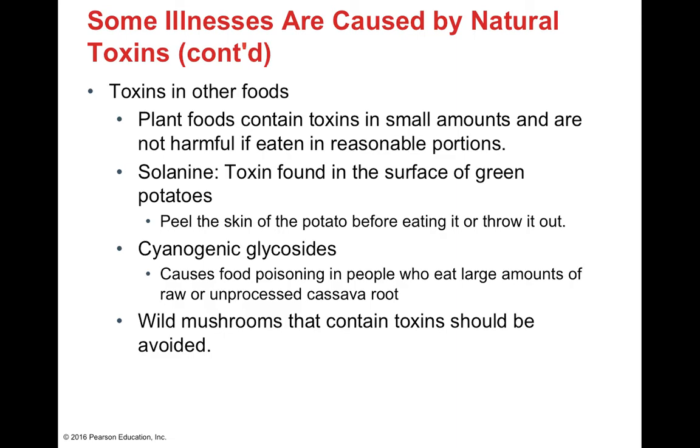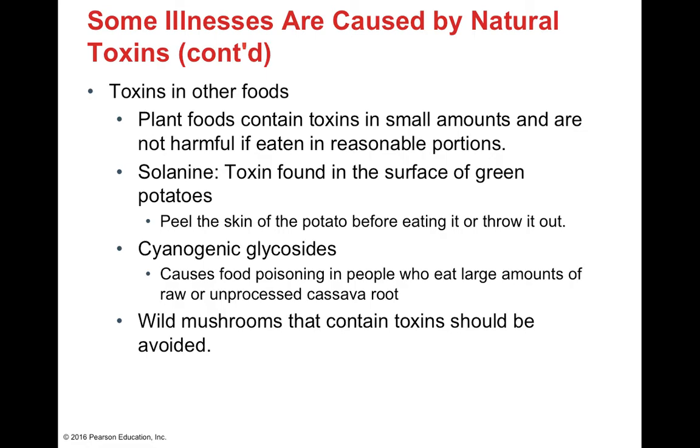Now, there are also toxins found in other foods. Plant foods are known to contain toxins. Some of them are contained in small amounts. Some of them are not harmful if you eat them in reasonable portions, but can be harmful in large doses. And others are going to have to be heated. For example, acorns don't have to be heated, but they have to go into a stream or something to help leach out the toxins, and then you're able to grind them into a meal.